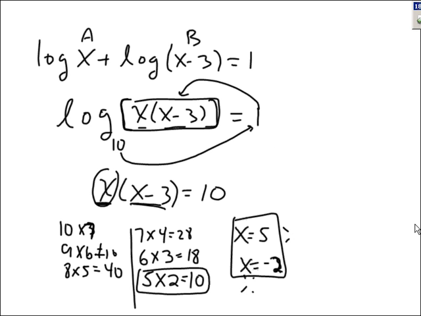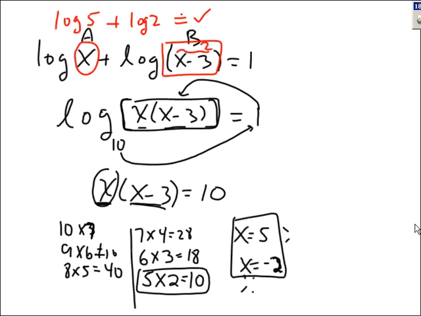We have to verify that they don't make what we're taking log of negative. And we are taking log of x and x minus 3. Well, let's try 5. If x is 5, then this would be log of 5, which is allowed. And this would be 2. And log 5 plus log 2 is log 10. But you know what? That does equal 1. And what we're taking log of, most importantly, was positive. 5 and 2. So 5 stays.